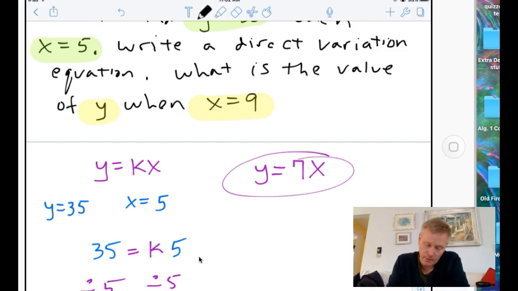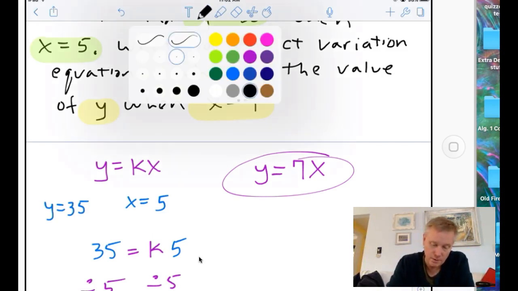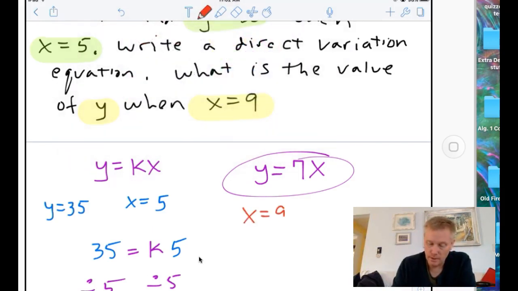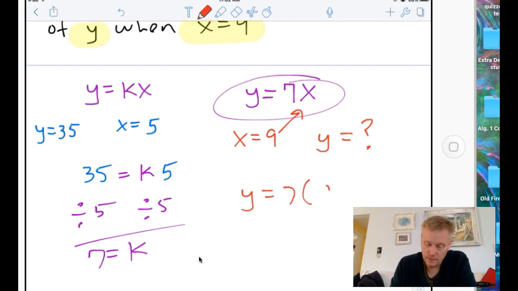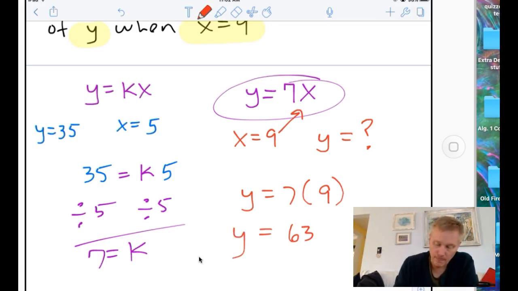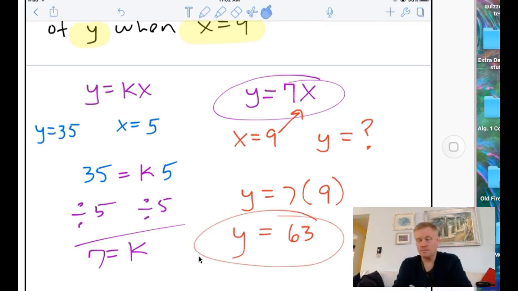What's the value of y when x is 9? Okay, so back to this. Now I know what x is, I have the equation. So x equals 9 and y we don't know. But I have the equation, I know k is 7, therefore if I plug in the 9 for the x there, I get y equals 7 times 9. 7 times 9 is 63, and that is what y is. And there's my second answer.